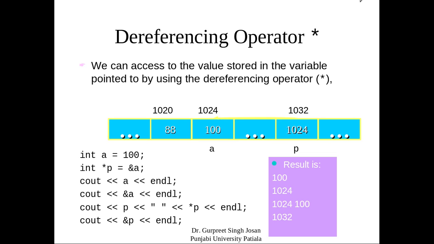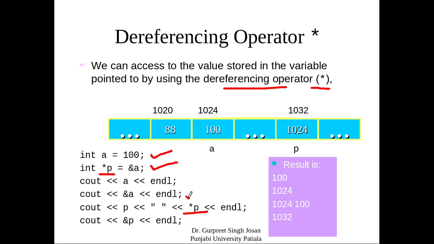Now star is a dereferencing operator, as I have already told you that we can access the value stored in the variable pointed to by using the dereferencing operator star. So here in this example, again, a is equal to 100, *p is equal to &a. Here it is not acting as a dereferencing operator. When declaring a variable and you use star, you are telling the system that it is a pointer variable, not a normal variable. But when you use star later on, it is acting as a dereferencing operator. So star has two uses, keep it in mind.